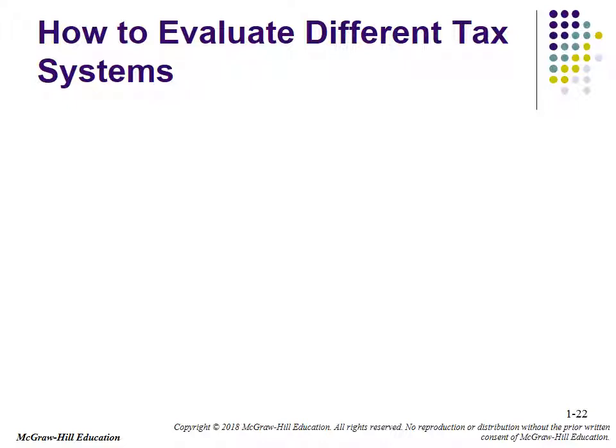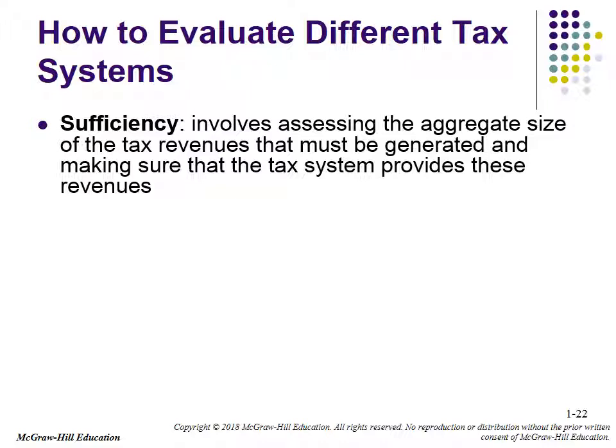So, how do we evaluate the different types of tax systems? Sufficiency. It involves assessing the aggregate size of the tax revenues that must be generated and making sure that the tax system provides these revenues. So, that's the first thing we need. We need enough money. So, we need to make sure the tax system is sufficient. It will support what is needed.